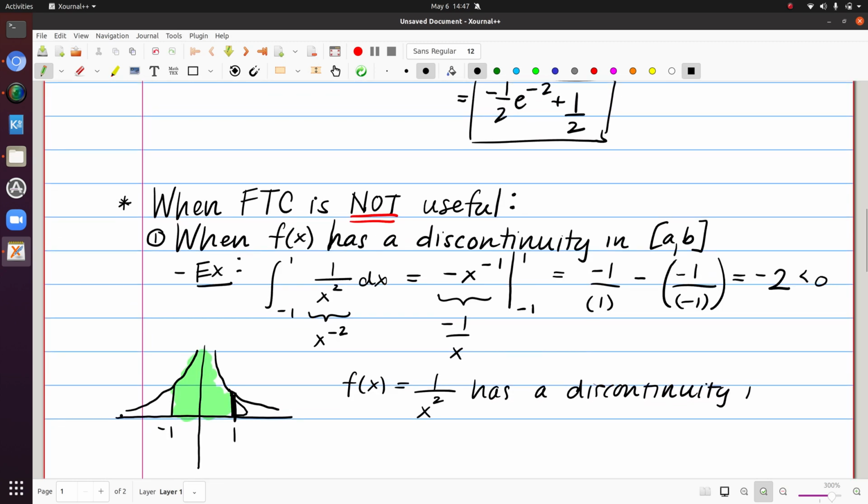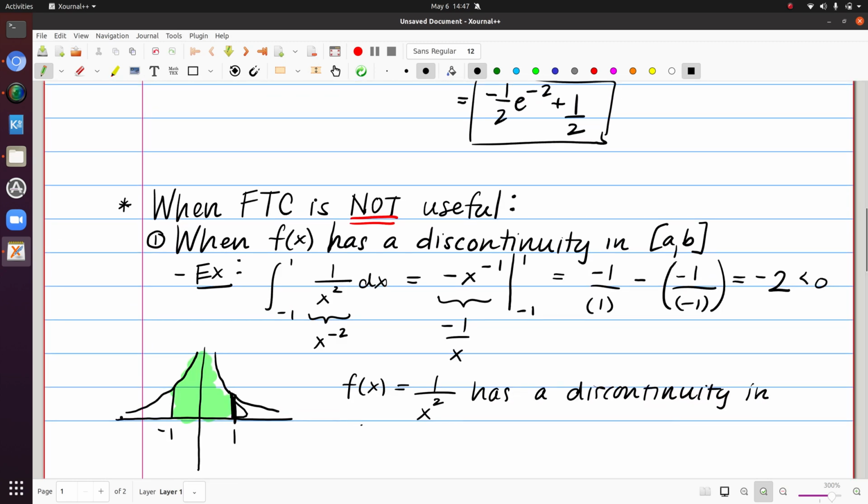So in the interval from -1 to 1, specifically at x equals 0. So we wouldn't be able to use that. We're going to see later that this is an example of what we call an improper integral. So we will have ways to deal with that, but we can't simply just evaluate it at the bounds. We're going to have to do something more.